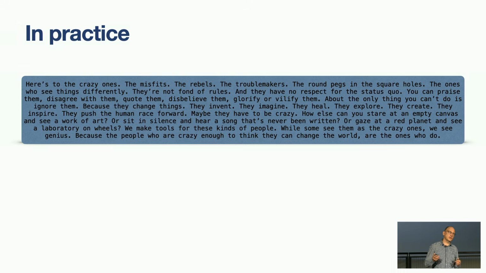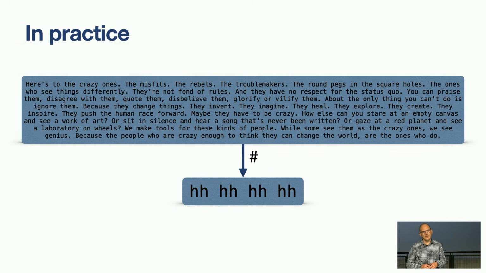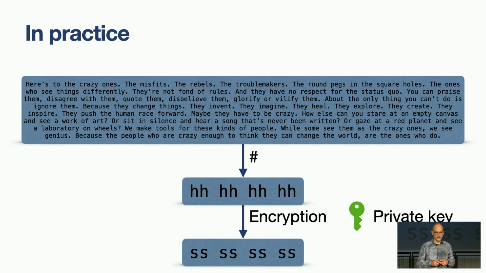In practice, we saw that asymmetric encryption can be slow, certainly on long messages. So what we do is we first run the message through a hashing function, and then we get a fixed short digest, and then we encrypt that using the private key. In essence, this is what a digital signature is.